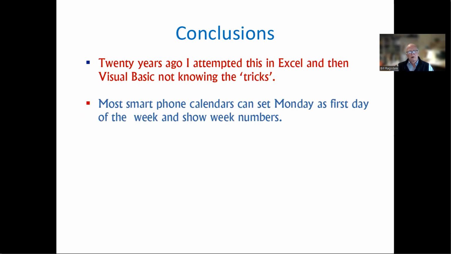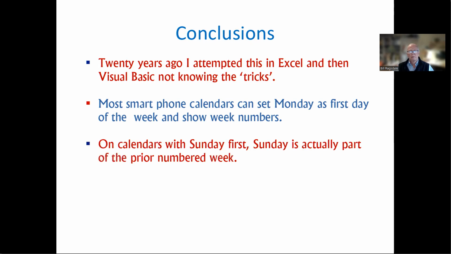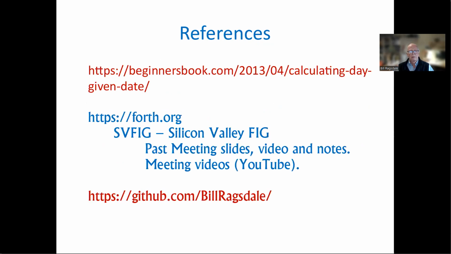I'll point out that most smartphone calculators can be adjusted to set Monday as the first day of the week, and that's what I do on mine, because to me, the work week is Monday through Friday. Saturday, Sunday should be contiguous because you have a different activity level on the weekends, and I show the week numbers. On some calendars, you may find that they actually show week numbers, but they show Sunday in the first position, and that is incorrect. That Sunday is actually part of the prior numbered weeks. If you were using this in a sincere way, you need to know that that first Sunday is part of the prior week.